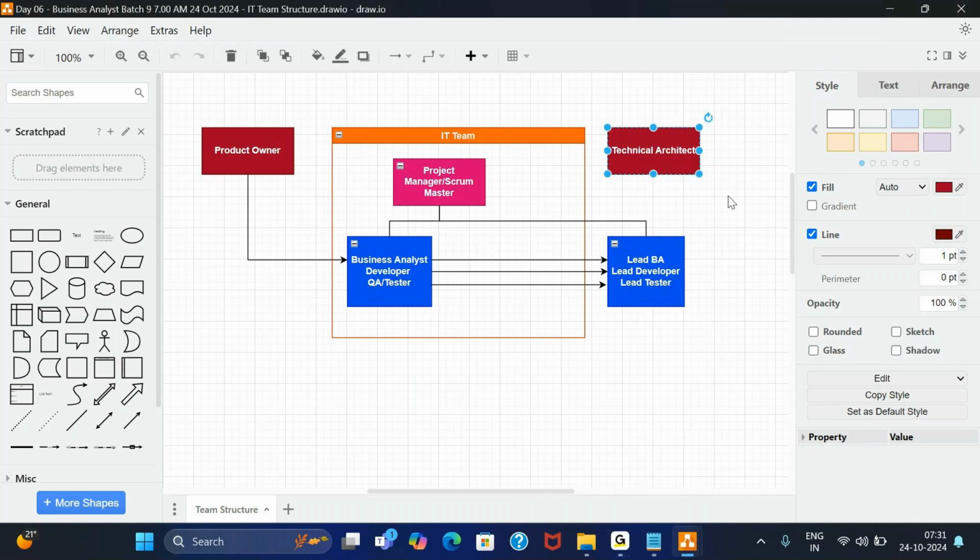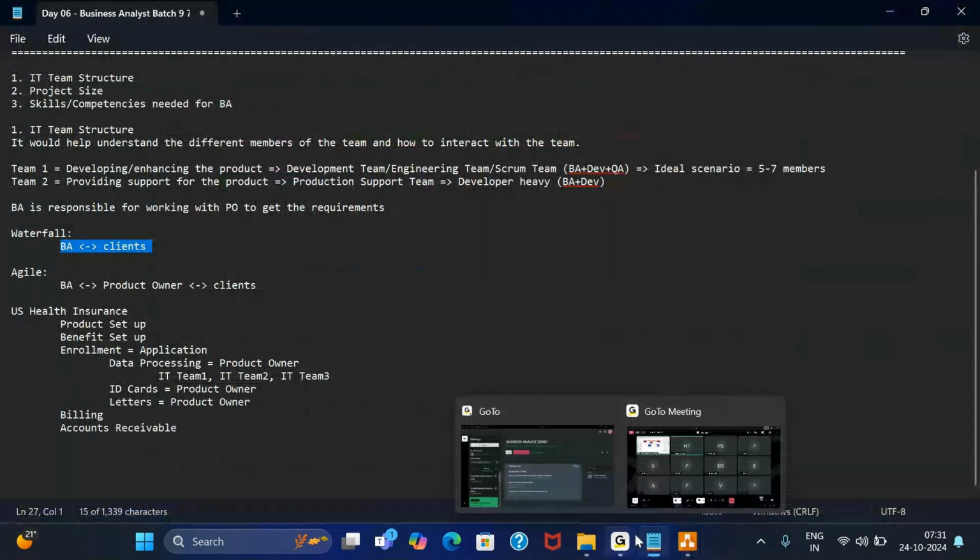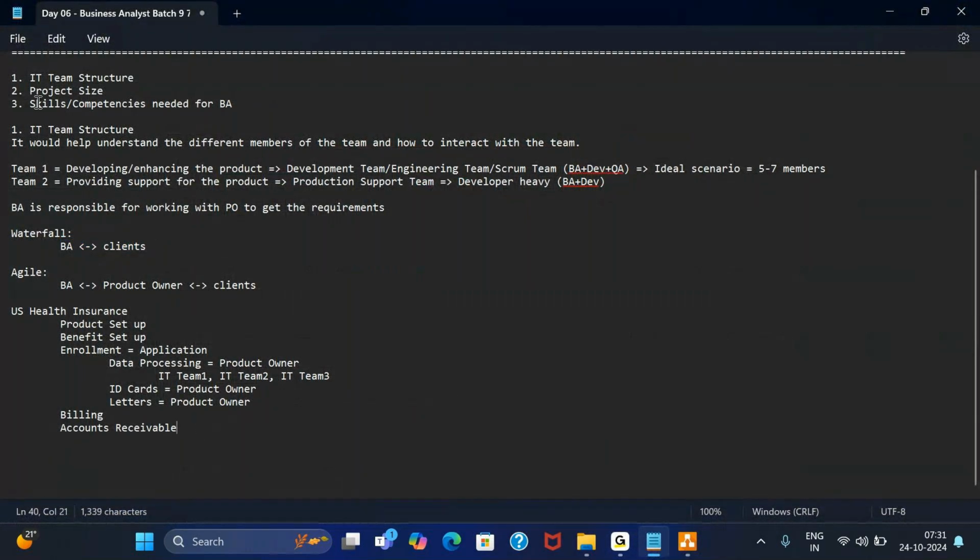So now what we will do is look at another smaller concept, that is project size. Maybe in the starting when you are working as a BA, this will help you plan your work. But as you gain more skills and experience over time by working as a BA, you will automatically start doing planning. You don't need to take into consideration the project size as such.